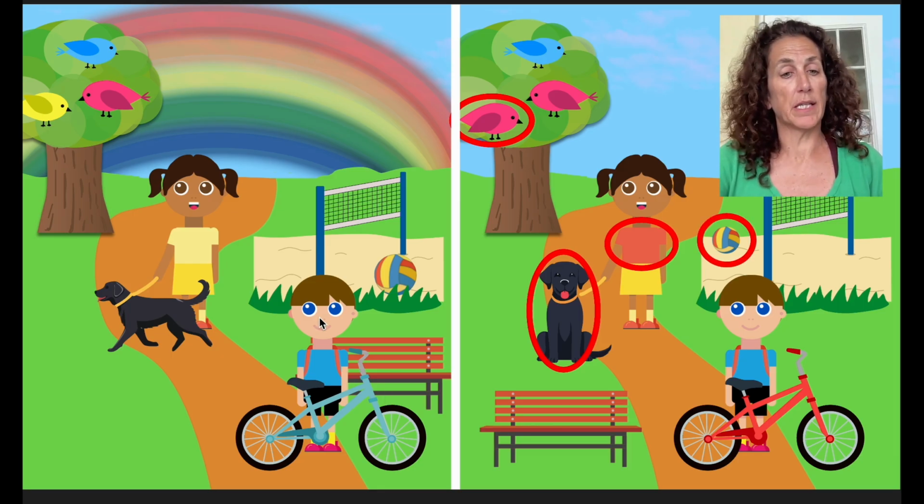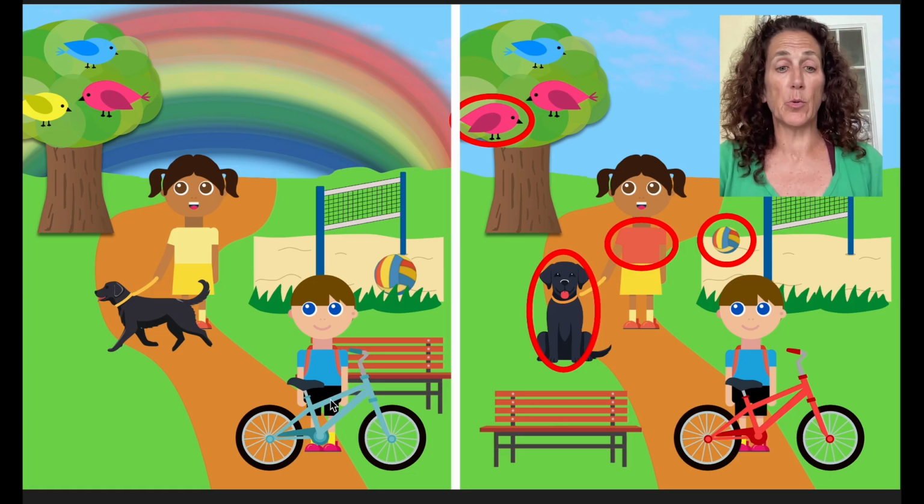In the picture on the left, this little boy has a blue bicycle. He has a blue bike. In the picture on the right, the little boy has a red bicycle. His bike is red. So the bikes in the picture are 2 different colors.